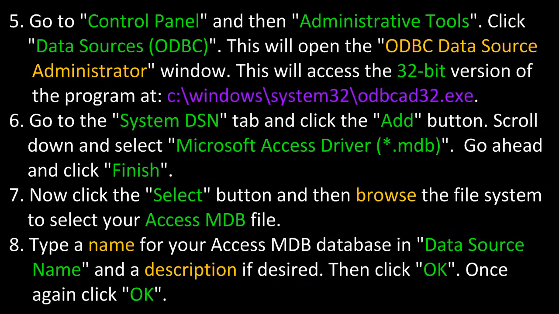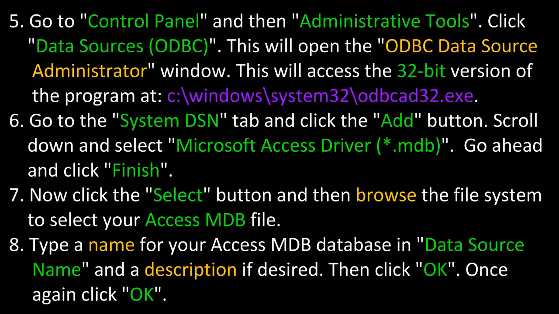The remaining steps are similar to what we did previously. In other words, 5th, go to Control Panel and Administrative Tools, click Data Sources ODBC, which will open the ODBC Data Source Administrator window. This will access the 32-bit version of the program at C:\Windows\System32, JDBC-ODBC. 6. Go to the System DSN tab and click the Add button.